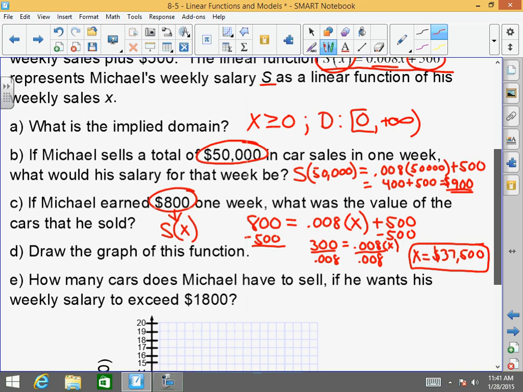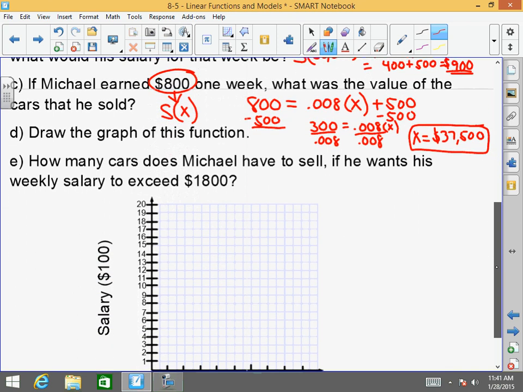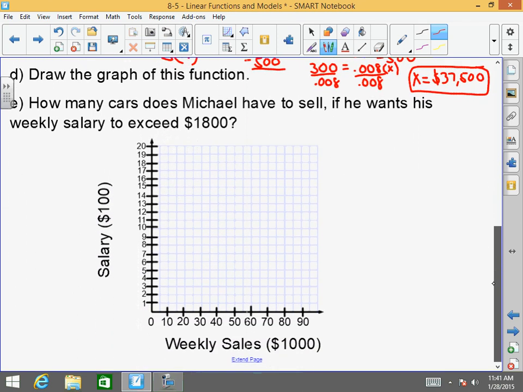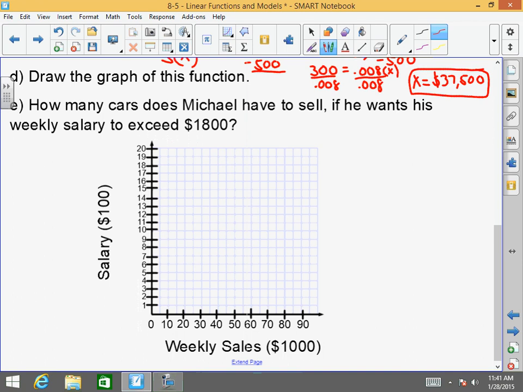Now, draw the graph of this function. I went ahead and set up a nice graph for you guys, just because I want to show you how to do this. I am not going to do this for every single example that we have here today. That's going to be up to you to figure out how to do it. But use your head, use your logic, and I'll show you how to do that.